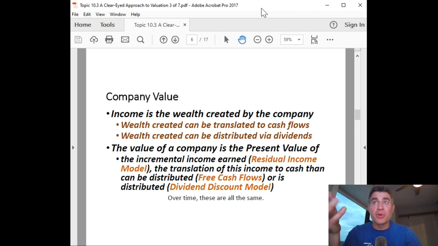So just to repeat this one more time, the value is the present value of the incremental income earned, which would be most directly reflected by a residual income model, but they're all going to be the same thing. That income itself naturally translates to cash flows, and then the cash flows, which are free or can be freely distributed, are what we could distribute as dividends. And so in different ways, we're valuing businesses. These are simply ways of approaching our model, but they really all should give us exactly the same result if we do them correctly.